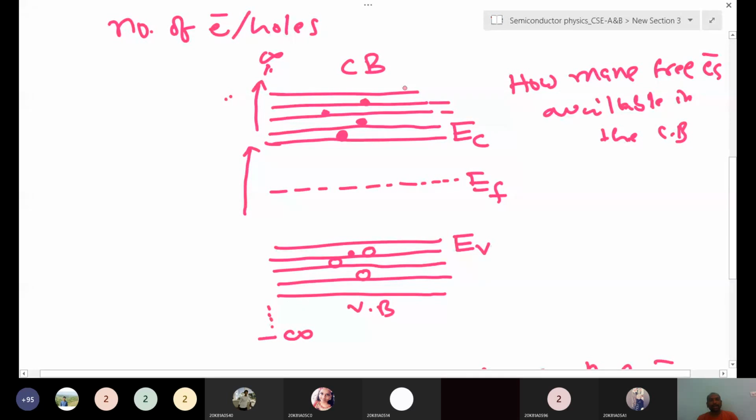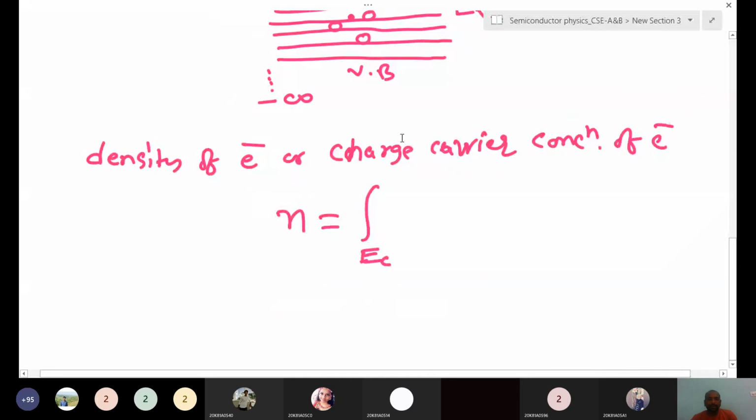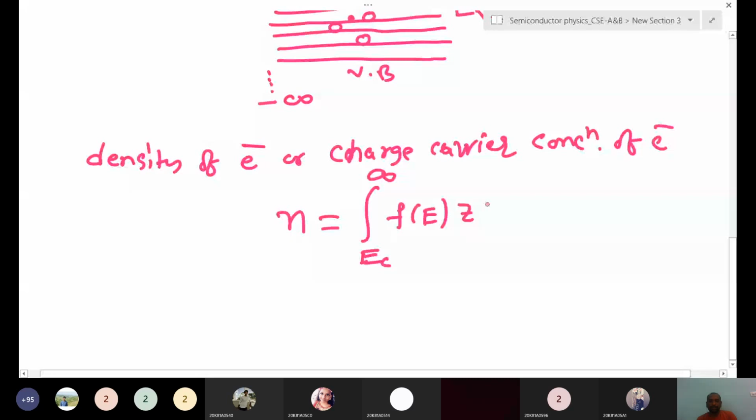Within this range, we are calculating how many electrons there are. This conduction band extends up to infinity, and here we are estimating how many electrons are there. For that, first there is the probability, the Fermi Dirac function, and the density of states function, and dE. Why are we taking this? What is the probability density function?